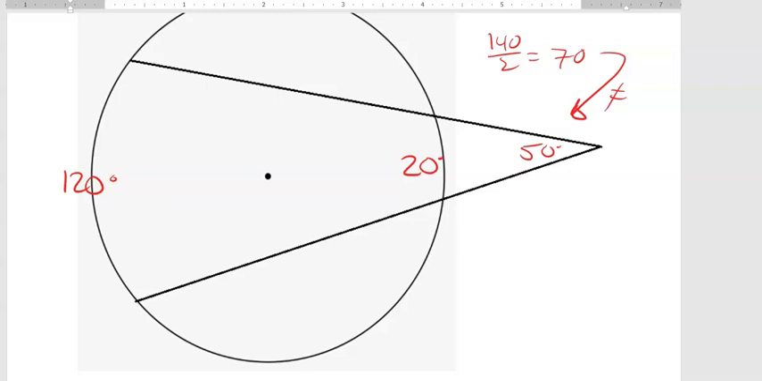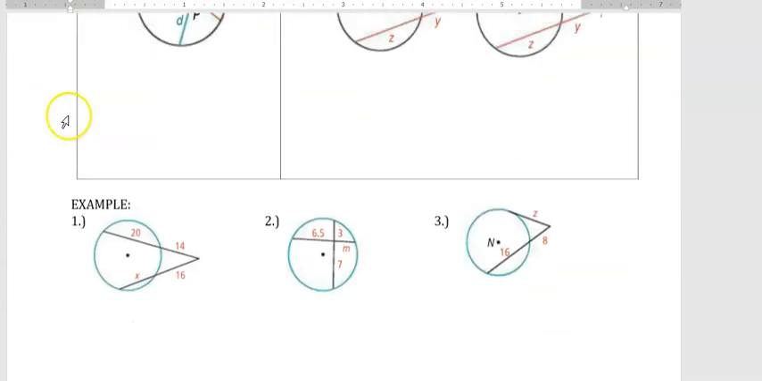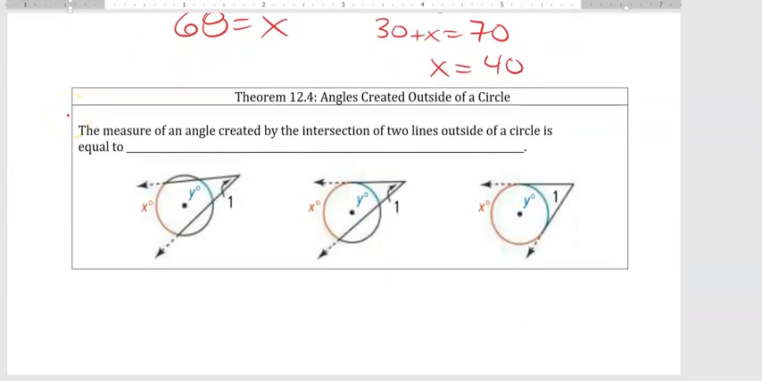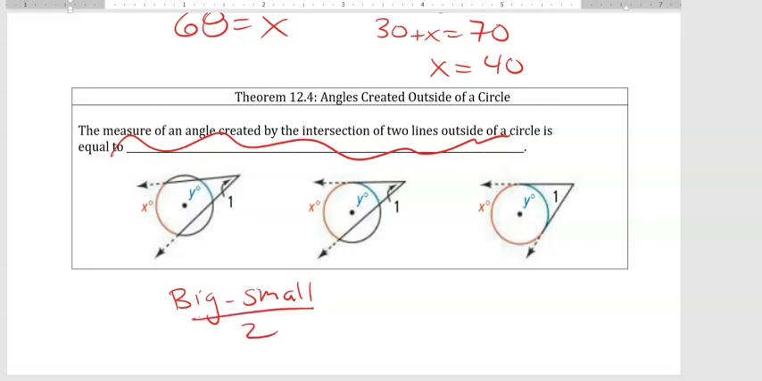Subtract them. Beautiful. So what the rule is going to be, if we go back up here, I'm not even going to put it in words because I just want to write the equation. So let's go ahead and scribble this out. Okay, so I'm going to scribble this out. And I'm just going to write the formula. It would be big minus small divided by 2 equals the angle. Does anybody have any questions on that?